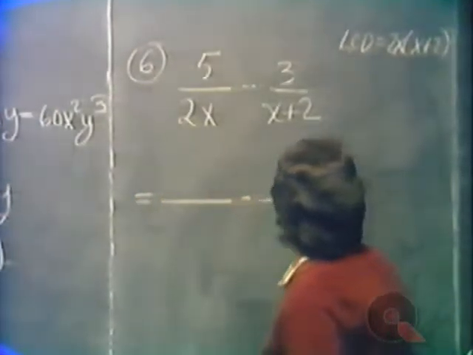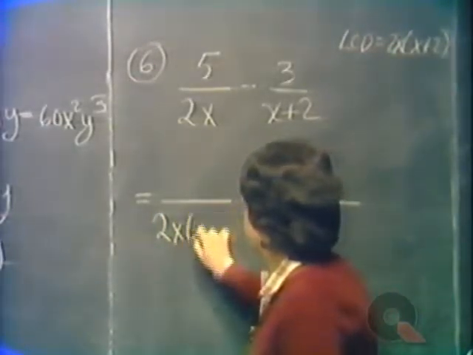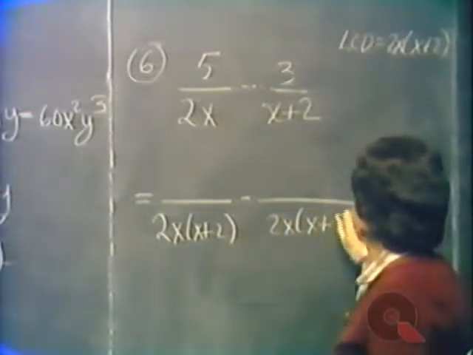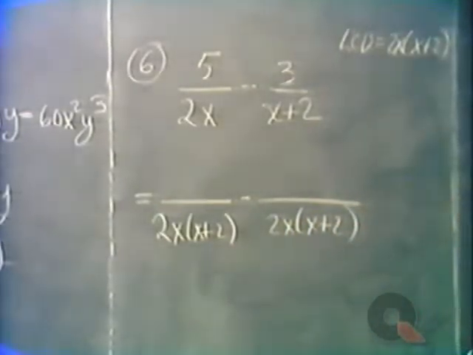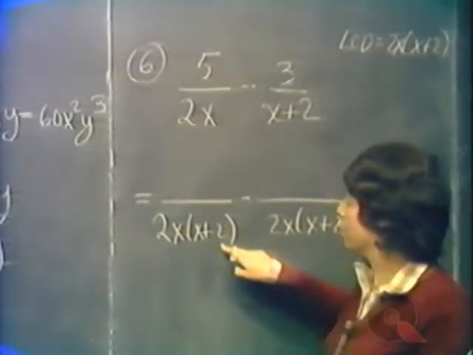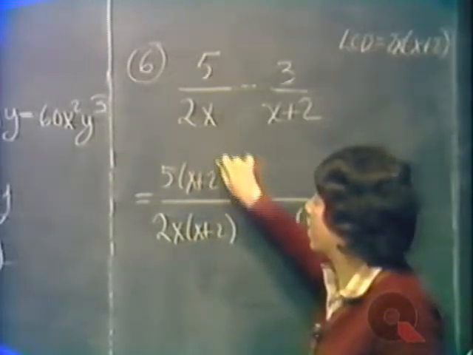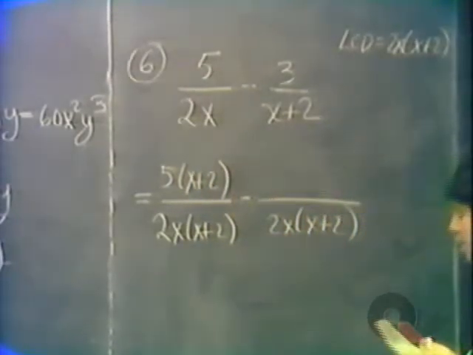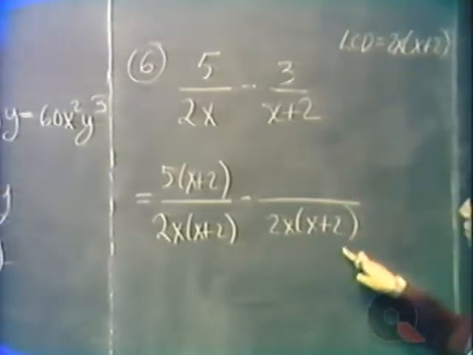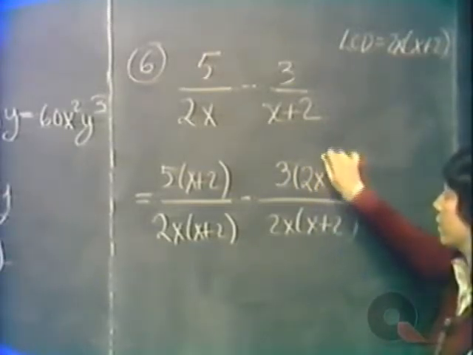So we're going to build fractions equivalent to the original ones, having denominator 2x times x plus 2. Once again, we will ask ourselves, what did you multiply this denominator by to get this? You multiplied it by x plus 2. So let us multiply the numerator by x plus 2 as well. And what did you get? What did you multiply this denominator by to get this? You multiplied by 2x, so multiply the numerator by 2x also.